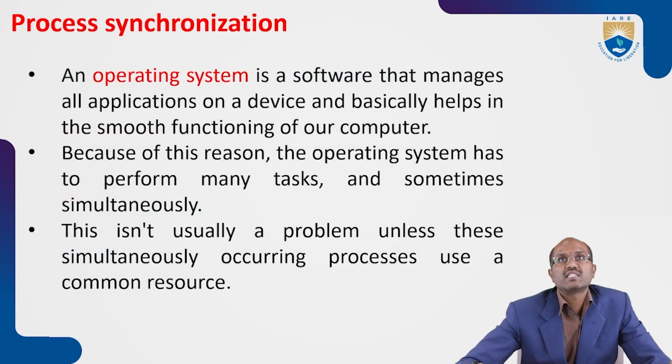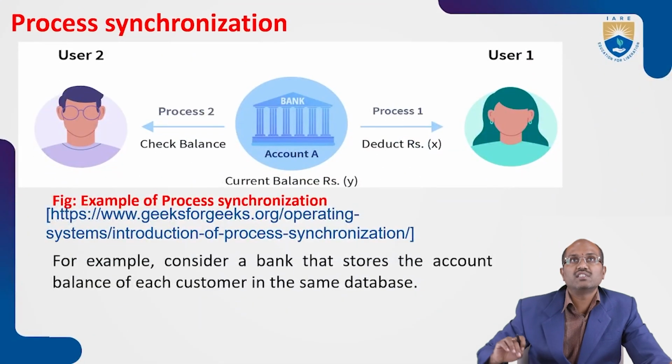An operating system is software that manages all applications on a device and helps in the smooth functioning of our computer. Because of this, the operating system has to perform many tasks, and sometimes processes are executing simultaneously. This is not usually a problem unless these simultaneously occurring processes use a common resource. That is where synchronization comes in, managing the shared resources and executing the processes in a synchronized way.